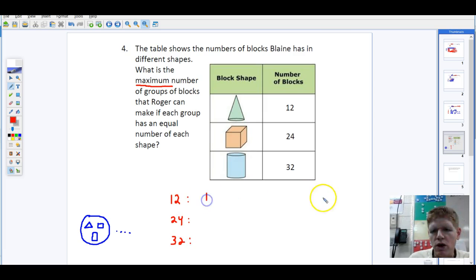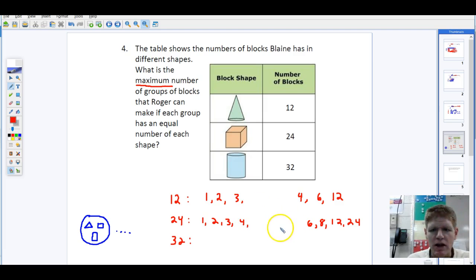1 and 12 are guaranteed factors of 12. 2 and 6 are guaranteed factors of 12. 3 and 4 are factors of 12, and that leaves nothing in between, so that's all of them. 1 and 24 are guaranteed factors of 24. 2 and 12 are factors of 24. 3 and 8, 3 times 8 gives us 24. 4 times 6 gives us 24. Nothing times 5 gives me 24, and that means there's nothing in between, so we're done.